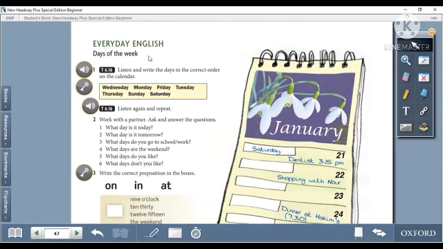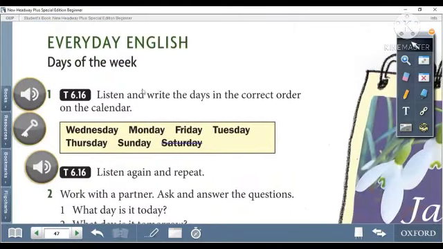We are going to talk about اللي هي days of the week. أيام الأسبوع. How many days of the week do we have? We have 7 days. عندنا 7 أيام في الأسبوع اللي هي لو حنبدأ ب Sunday هنقول Sunday, Monday, Tuesday, Wednesday, Thursday, Friday, Saturday. حلو. I want you to listen and write the days in the correct order of the calendar. Calendar اللي هو التقويم.